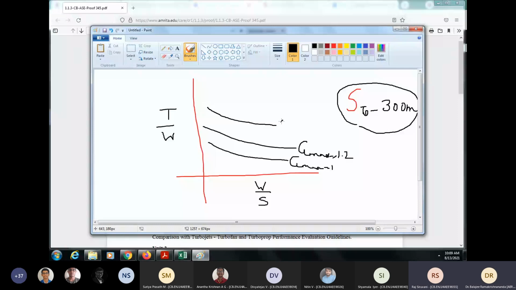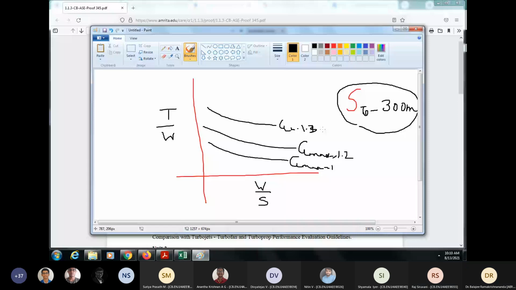Then CL max is 1.3, etc. This may be of use later. Just plot it and keep it. May or may not be of use, but I want you to plot this. Okay, sir. We'll plot it. Okay. So this is one.